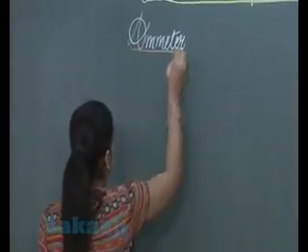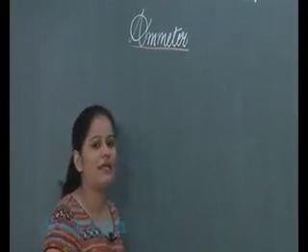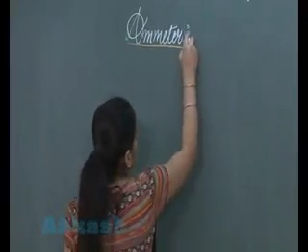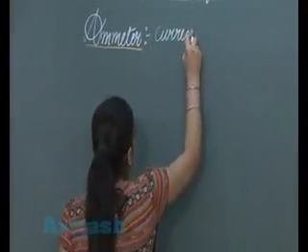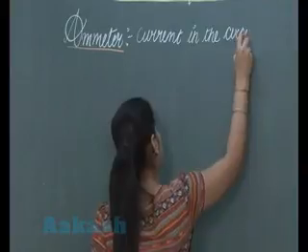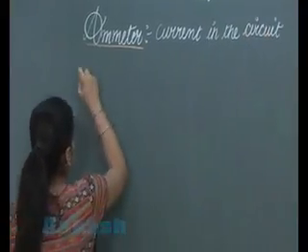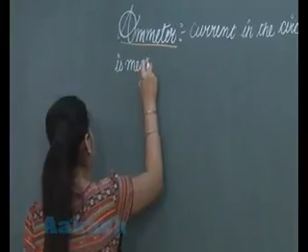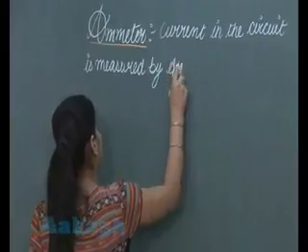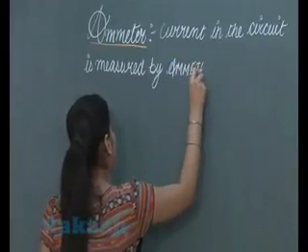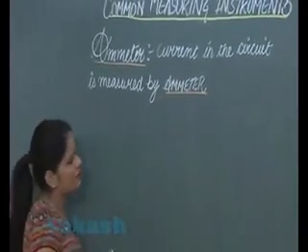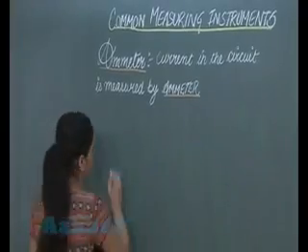Student, current in an electric circuit is measured by an instrument which is called an ammeter. Current in the circuit is measured by an ammeter. Student, an ammeter is always connected in series.